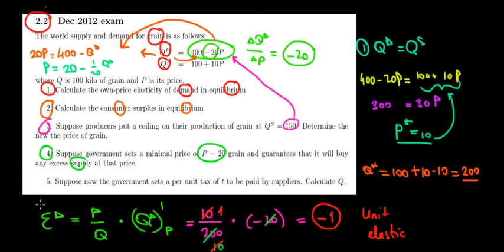Let's have a look at the last part of this question. So suppose now that the government sets a per unit tax to be paid by the suppliers, what's going to be the quantity? So this is going to affect the price set by the suppliers, because since it is taxed, it's going to increase the price on the market.